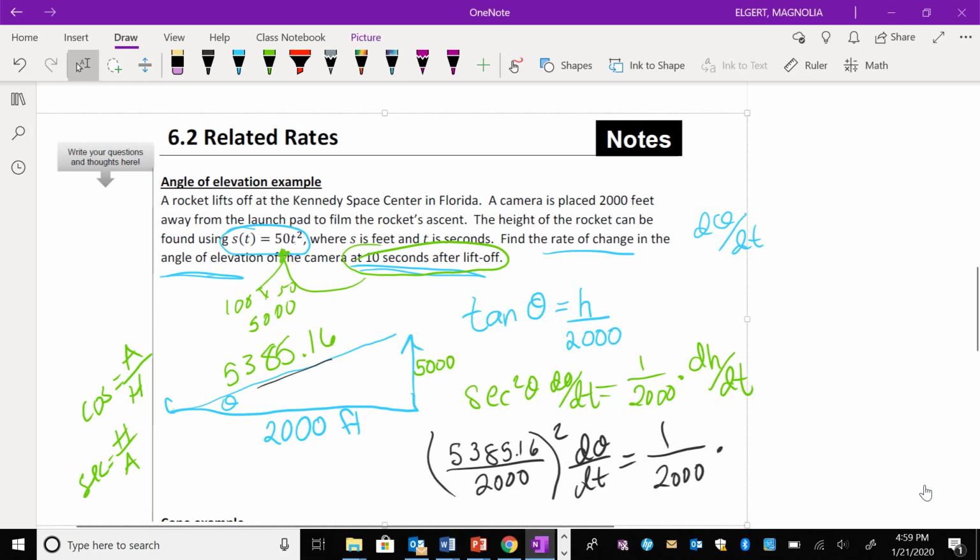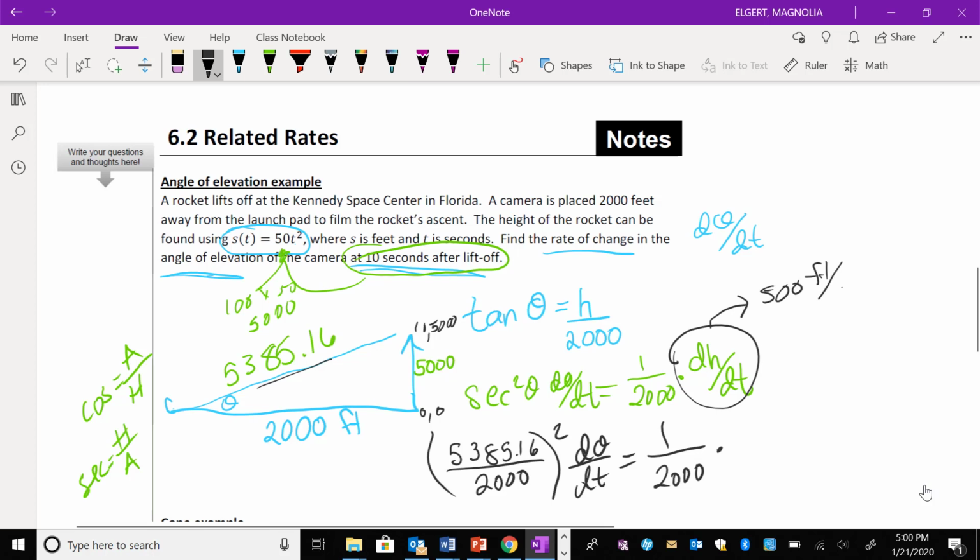So you have to kind of think basic algebra. It's a little weird, but how fast did the height change? Well, at 0 seconds, it was at 0. And at 10 seconds, the rocket was at 5,000 feet. So the rate of change here is actually 500 feet per second. So I'm going to multiply this by 500 feet per second.